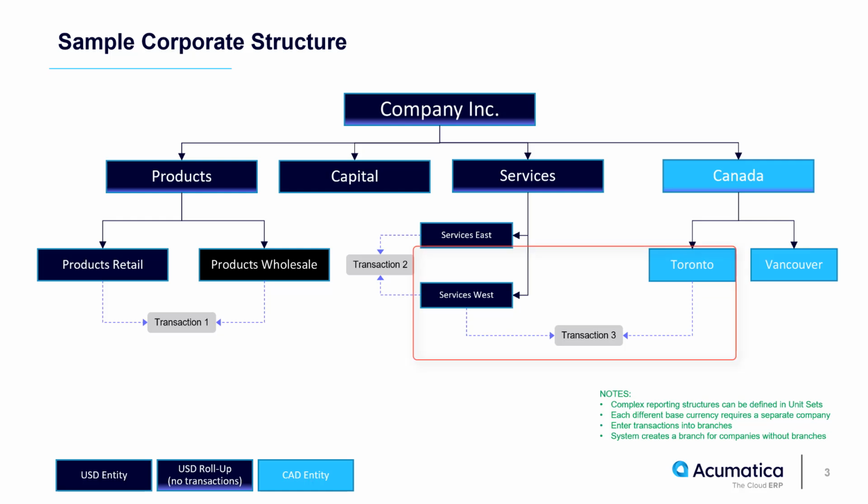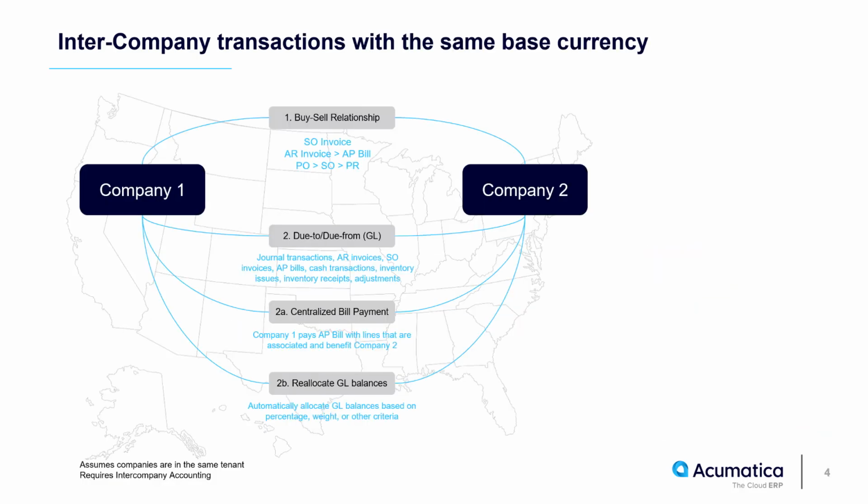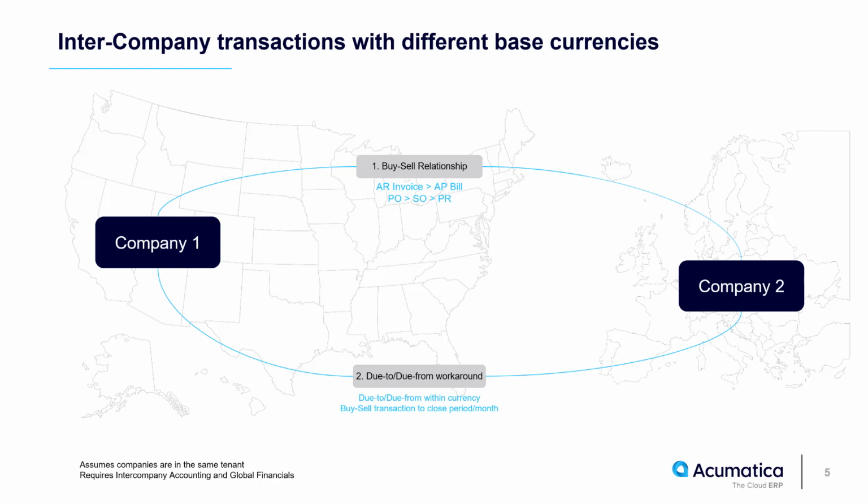Transaction 3 is an example of an arm's length transaction between companies. This can have a paper trail with AR and AP documents as well as markup pricing. Acumatica supports different types of transactions between related companies. The buy-sell relationship allows companies to transact as if they were customers and vendors with specific pricing and a complete audit trail. Automated balancing options support manual GL entries, centralized bill payment, and GL allocations.